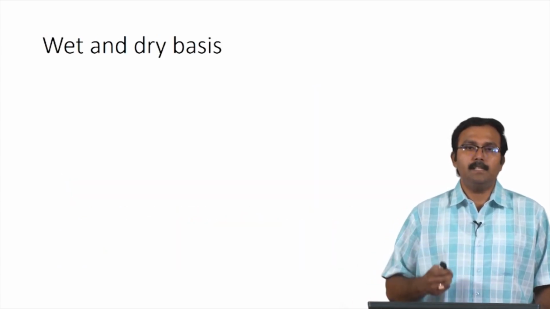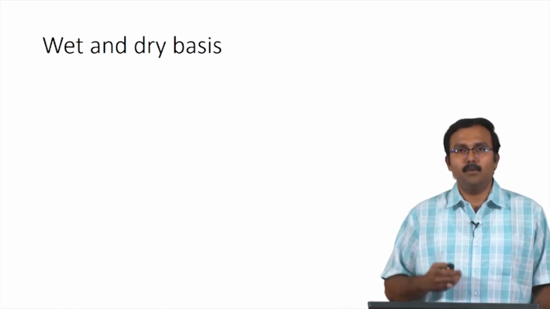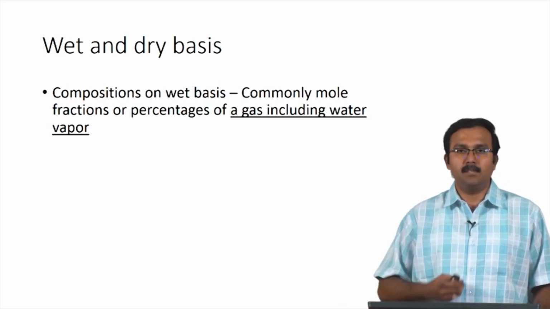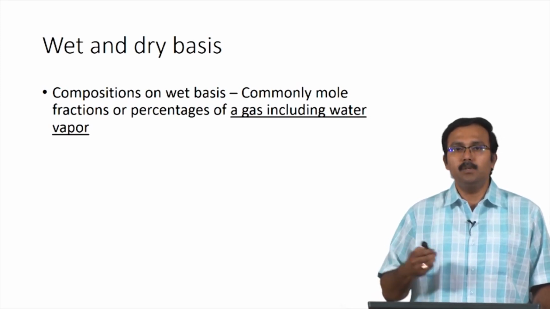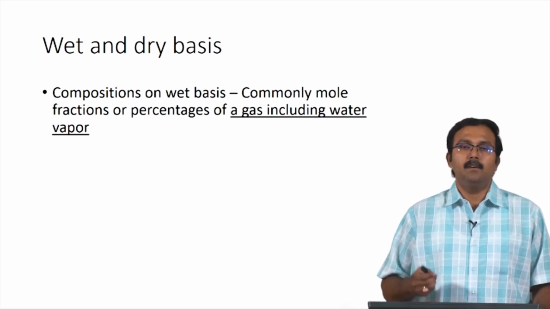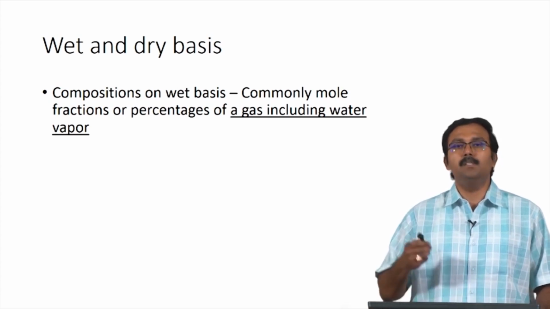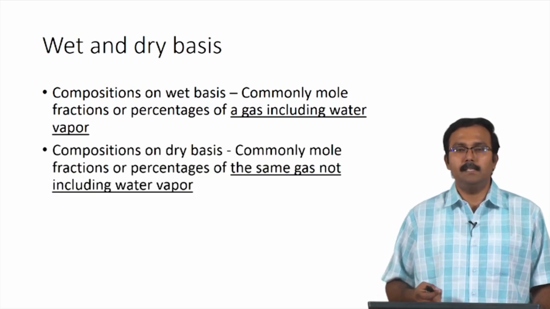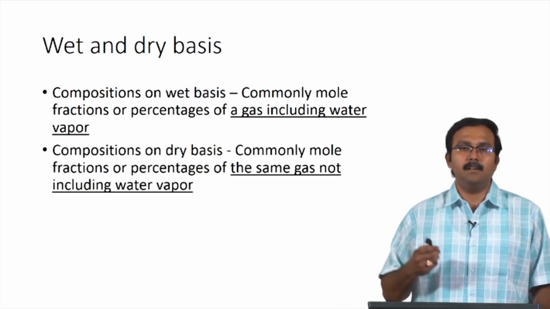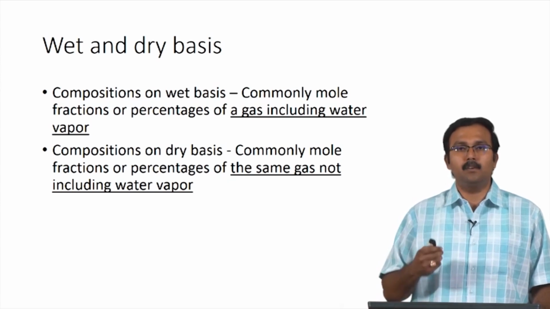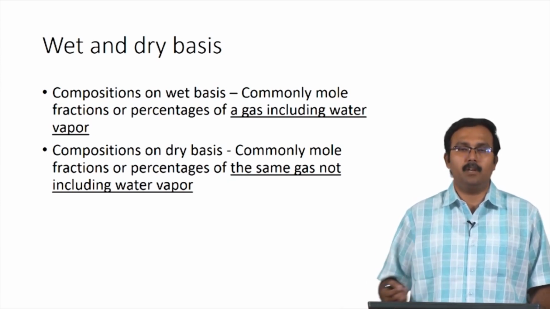So, we also mentioned wet and dry basis when we looked at this. What do we mean by this? Wet basis is basically the composition of a gas which is leaving the system, which includes water vapor. So, usually mole fractions or mole percentages are given. So, the total number of moles includes the number of moles of water vapor which is leaving the system. You also have dry basis, in which the compositions are given as mole fractions or mole percentages, where the same gas is accounted for. However, the total moles does not account for the moles of water vapor.